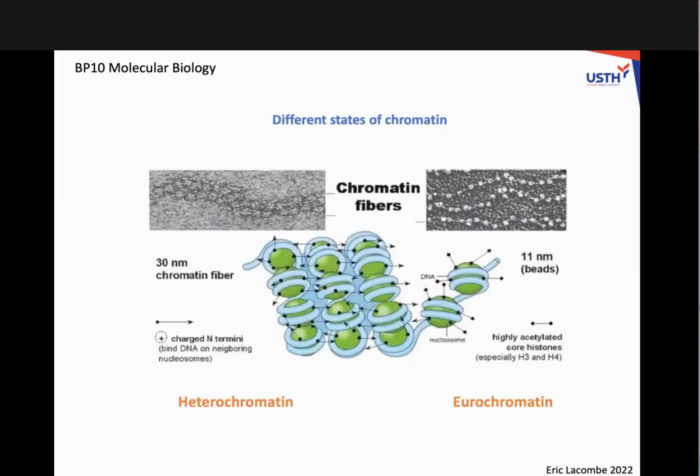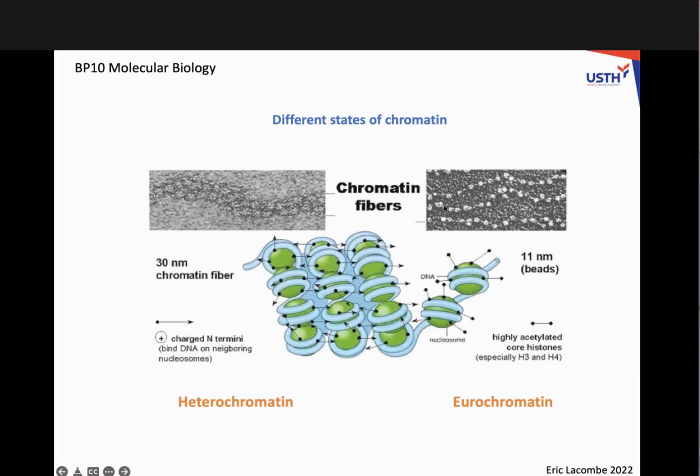So from that, we have two different states of chromatin, and for now we're going to talk about these two states. Here on the top, you've got two electron microscopy images of DNA with protein. These are very high resolution microscopic pictures, and we can find DNA in, let's say, two different states.